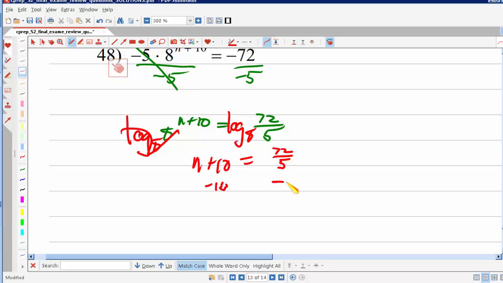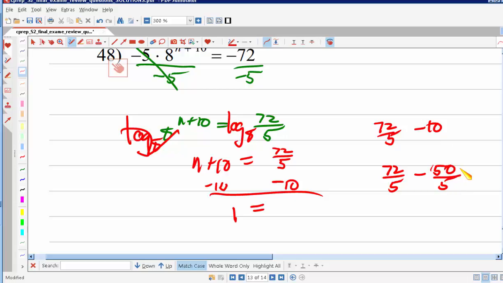I'm going to subtract 10 from both sides. I get n equals, let's see, so negative 10 is going to be negative 50 fifths. So 72 fifths minus 10 is the same thing as 72 fifths minus 50 fifths. And 72 minus 50 is 22. So that means n equals 22 over 5. And that would be it.